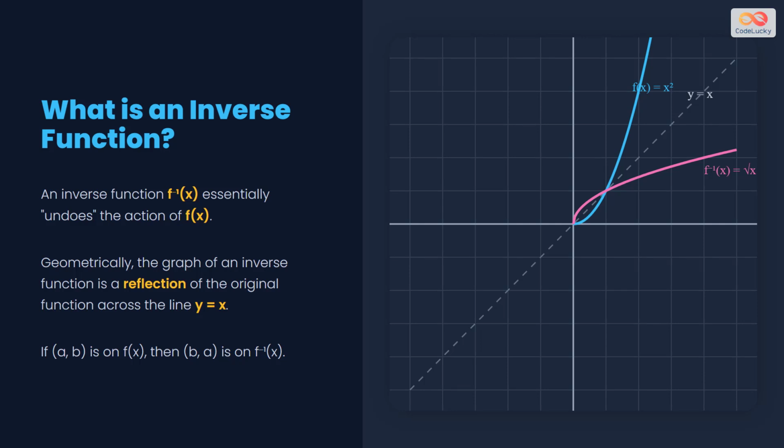First, let's recall what an inverse function actually is. An inverse function, denoted as f inverse of x, essentially undoes the action of the original function f of x. Geometrically, this relationship is stunningly simple. The graph of the inverse is just a reflection of the original function across the diagonal line y equals x. If a point (a, b) exists on the original function, the point (b, a) exists on the inverse.